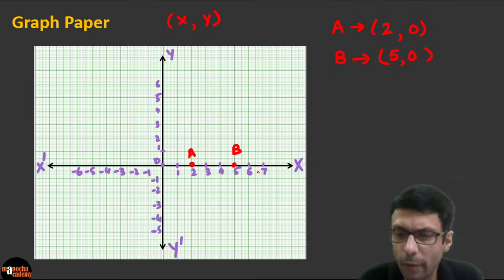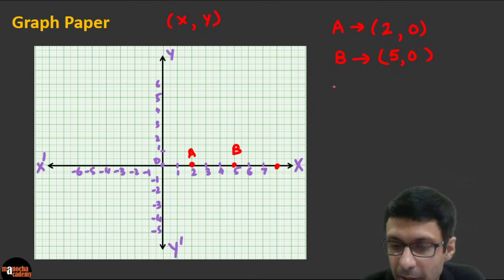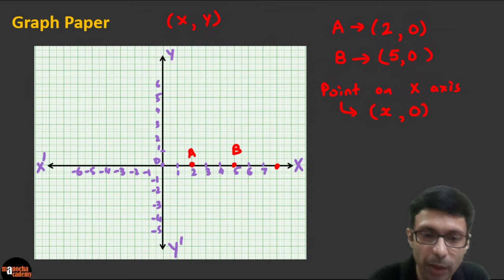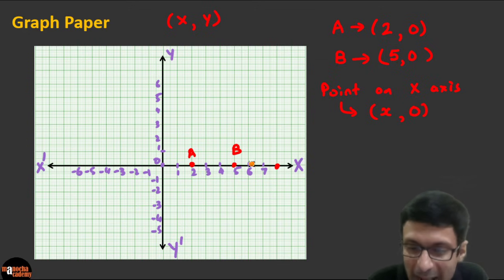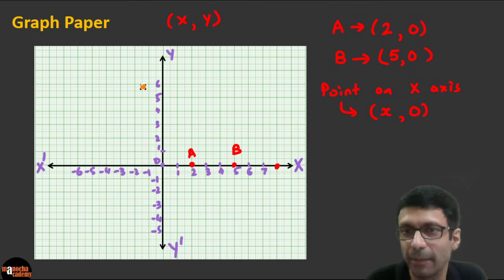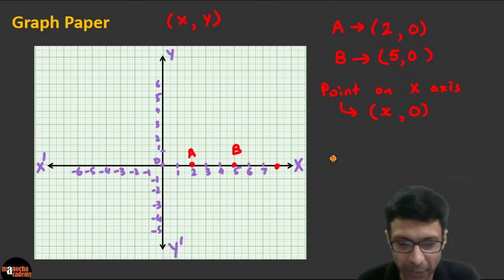So can you see 2, 0, 3, 0. Any point on the X axis, if you take any point here or anywhere, can be represented. A point on the X axis is basically going to be of the form X, 0, because it has some X value, but it has no height in Y. It's lying on the X axis, so it doesn't have any distance on the Y. It's all on the X axis. So it's X, 0. Clear?